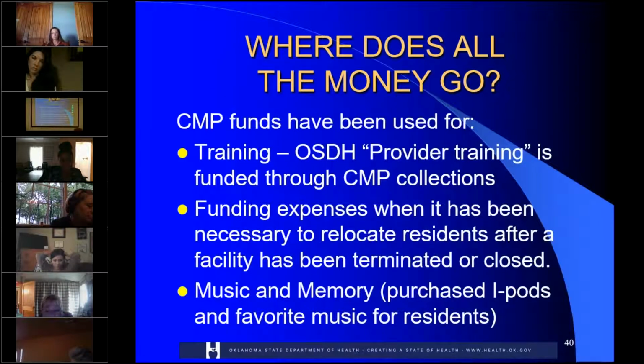CMPU funds have been used for, one, provider training, which pays for all those handouts and getting the speakers to come in from places and all that good stuff. Also, it pays for funding and expenses for when it's necessary to relocate residents because we couldn't find them placement and your facility's closing. And then one of the things it has been used for recently is Music and Memory, to purchase those iPads with music specific to each individual resident.